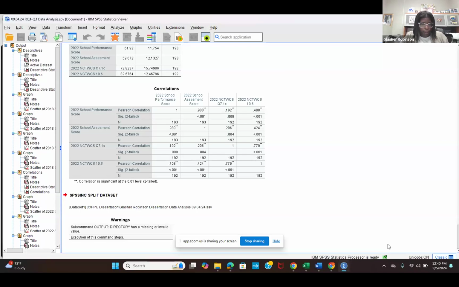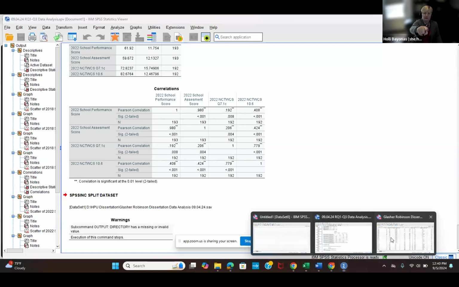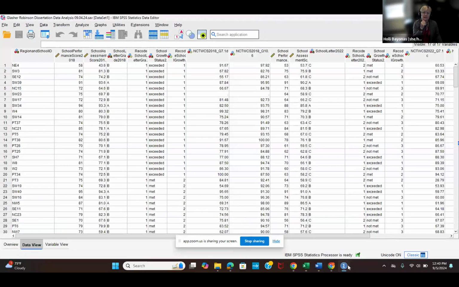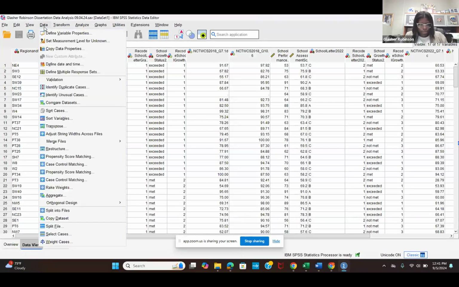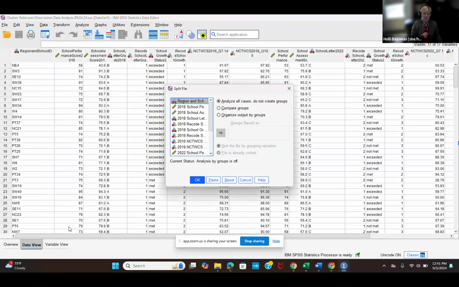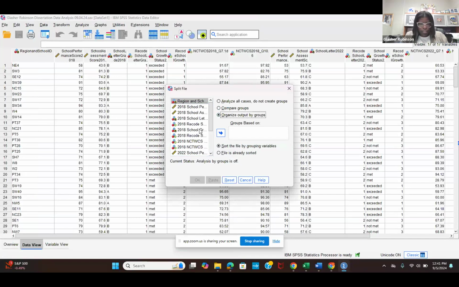Okay, so bring back your data, or actually from here, go to Data at the top and Split File. Right now you have all cases. If you want to get descriptive statistics, then you analyze by, we were doing school letter grade recode, right? Yes.